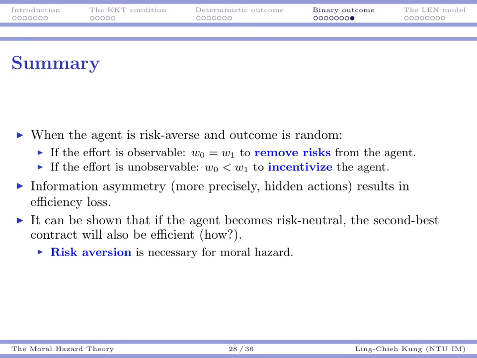In this video, we are talking about a scenario with a random outcome. And then we say that either we need unobservability or we need risk aversion. If the agent is risk neutral or if the effort is observable, then we don't really have the moral hazard problem. Okay? So yeah, think about it. Thank you.